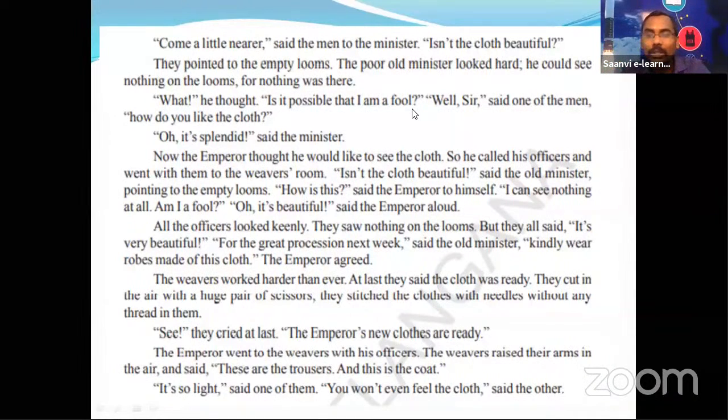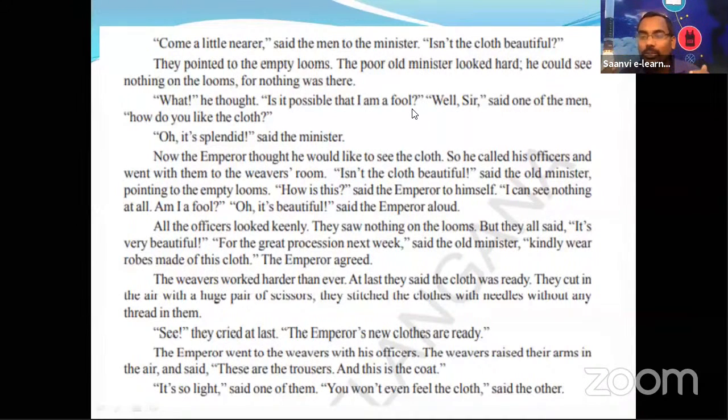Isn't the cloth beautiful? said the old minister, pointing to the empty looms. How is this? said the emperor to himself. I can see nothing at all. Am I a fool? Oh, it's beautiful, said the emperor aloud. So when they went into the weaver's room, what happened? There was nothing on the loom.